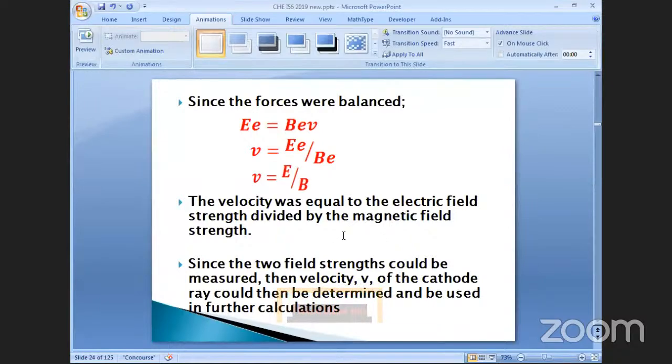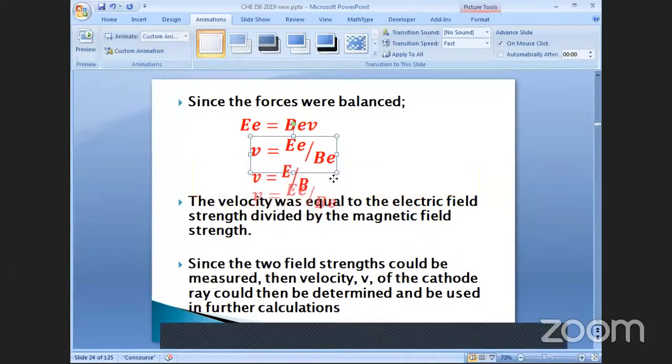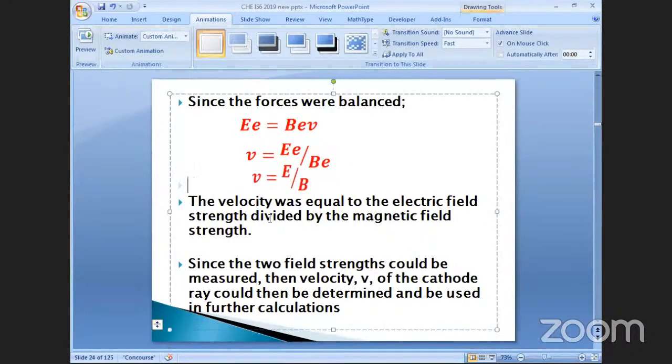So that means we have something that we can measure. Since we can measure the magnetic field, we can measure the electric field. That means we can find the velocity. Since the two fields could be measured, we can then calculate the velocity of the cathode ray, and it can be used for further calculations.